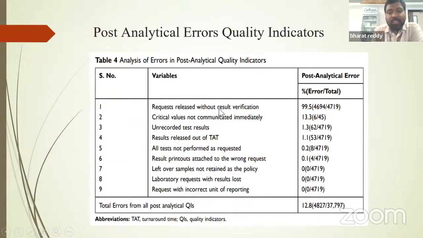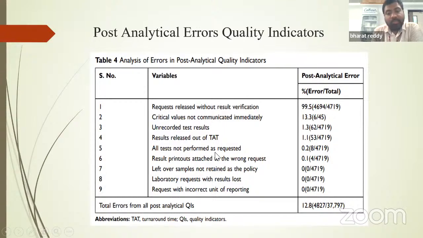Requests released without result verification. This is 99.5%. It means the results are released without verification. Critical value not communicated immediately. These critical values we should inform immediately, and we can maintain one critical care register as per NABH and NABL. And unrecognized test results and results released out of turnaround time. The results released after turnaround time is also a post-analytical error.